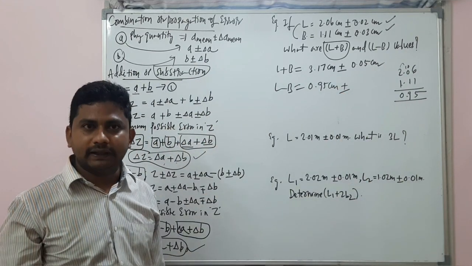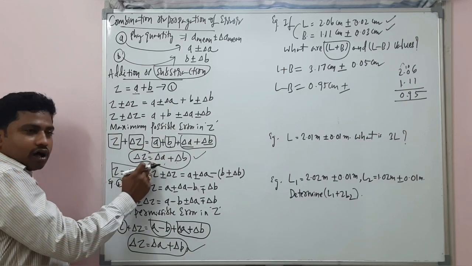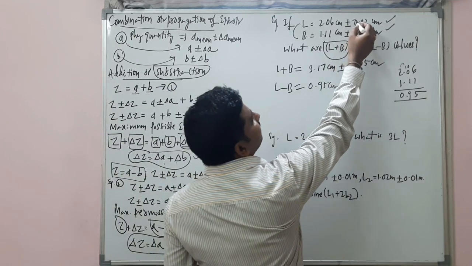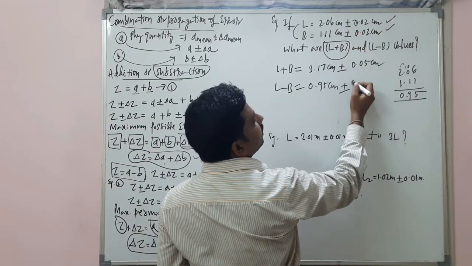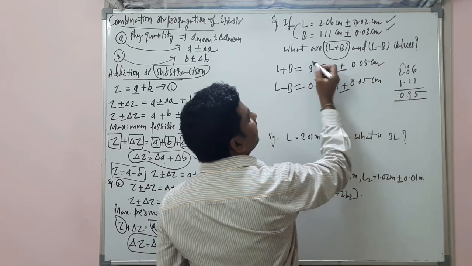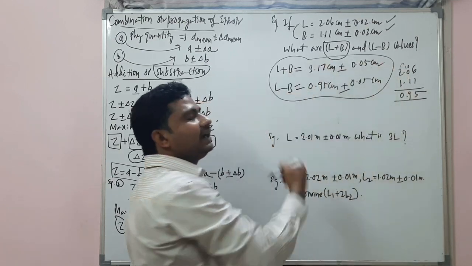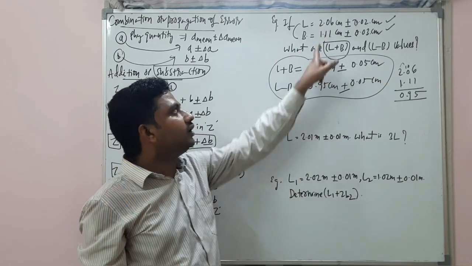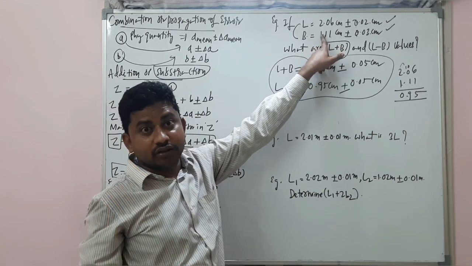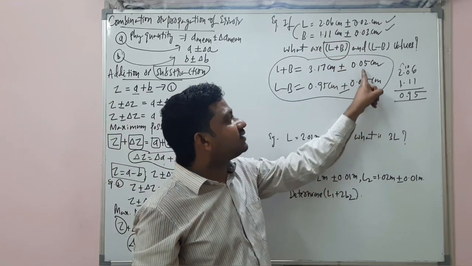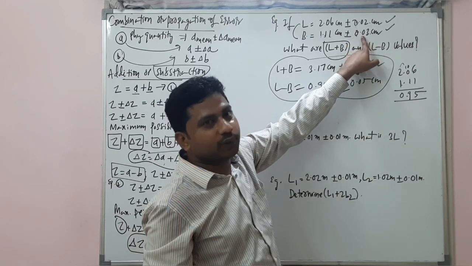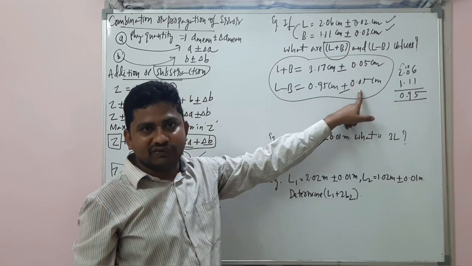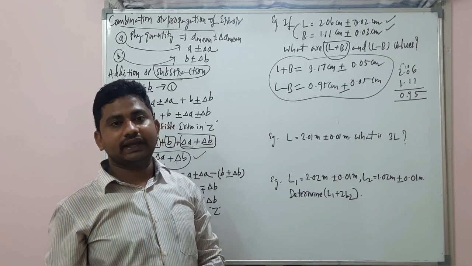What about the errors now? Tell me. In addition or subtraction, errors need to be added in the final answer. So here also errors need to be added: 0.02 plus 0.03, it's 0.05 centimeters. Again, I am telling you, in addition, the true values directly need to be added. In subtraction, true values directly need to be subtracted. But in both cases, the errors need to be added. You can see 0.02 plus 0.03, 0.05. I hope you got the situation here.